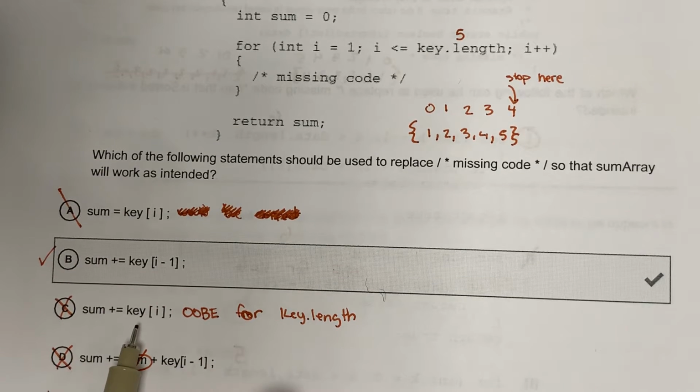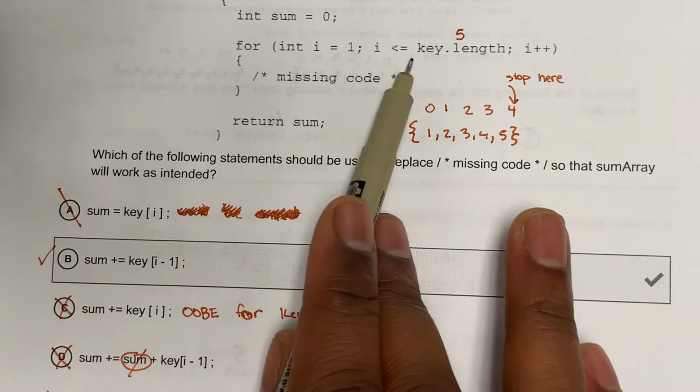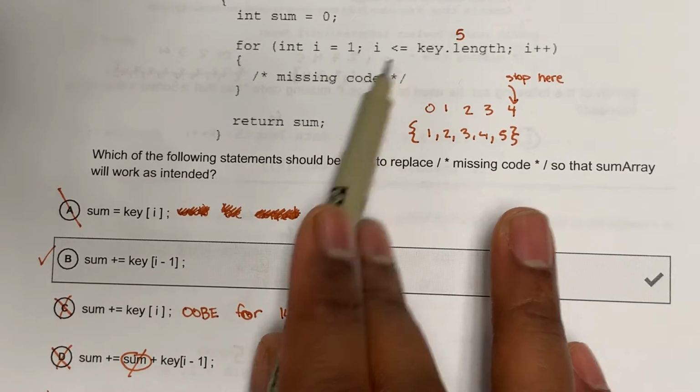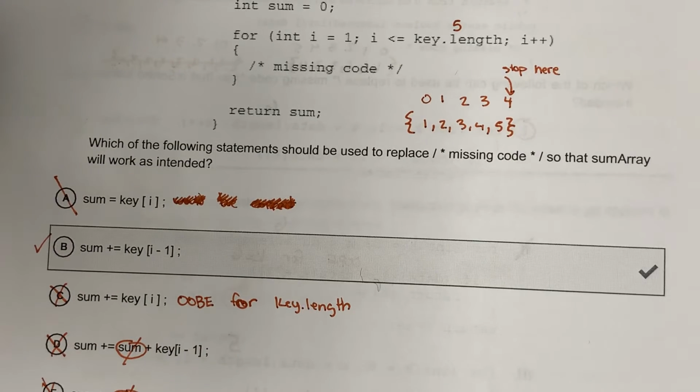C won't work because it's an out of bounds exception because i starts at 1. If the loop started at 0 and went to key dot length not inclusive, C would be the correct answer. And more importantly, C is generally how we write our loops over arrays.